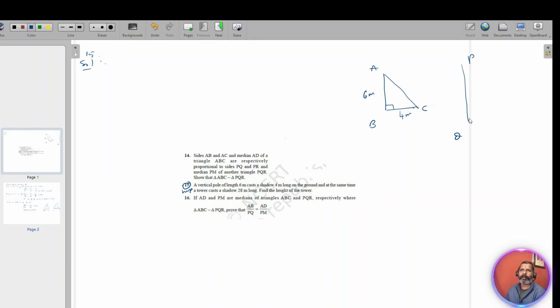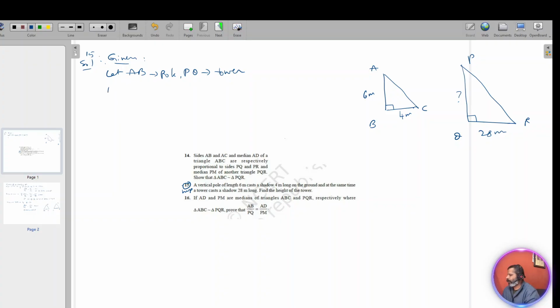Similarly, PQ is a tower which casts a shadow. At the same time, the tower casts a shadow 28 meter long. Means the shadow is given here as 28 meter long. They are not given. This is again a pole, means it will be erected to the ground. PQR. So we don't know this part. Okay. We'll see similarity of triangles. We'll use the concept given. So we'll call AB the pole and PQ the tower.